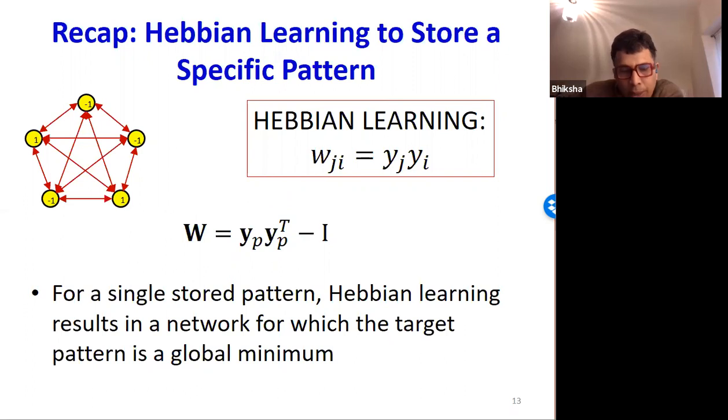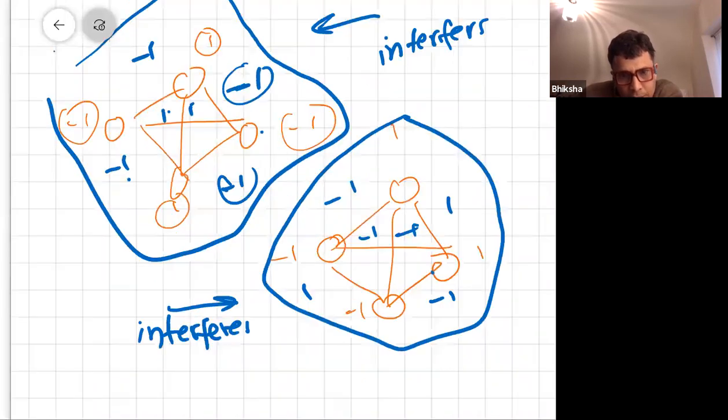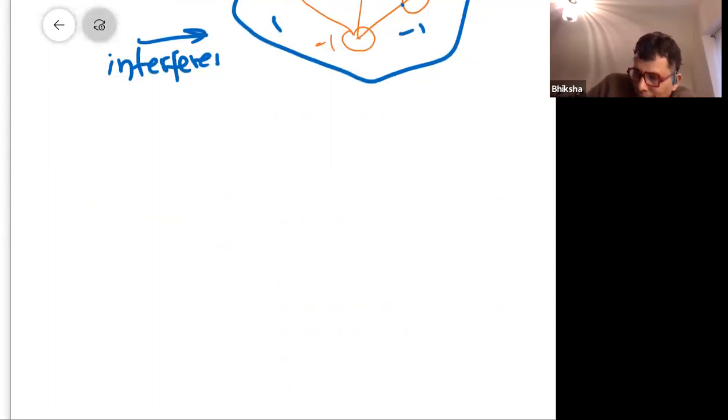Okay. So we're going to do two things in the rest of the hour. First, we're going to spend 10 minutes figuring out why this didn't work. And second, we're going to see how we can fix it. Okay. So let's look at why this didn't work. First, I had Wij equals Yi Yj, right? That's how I computed the weight.